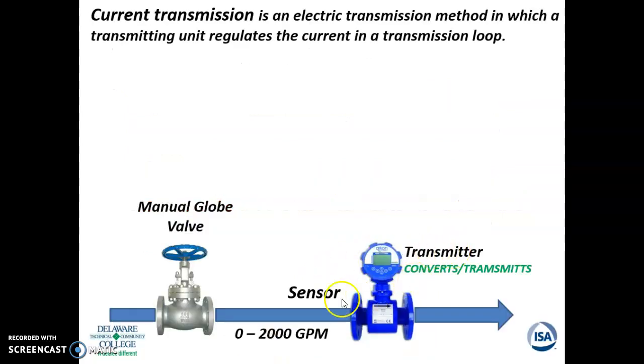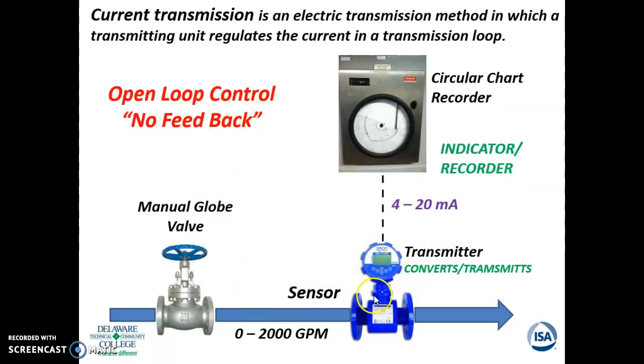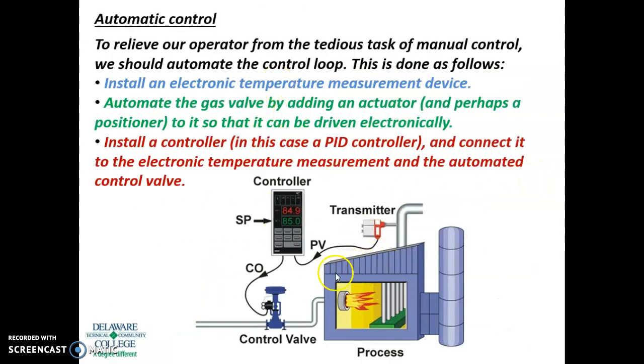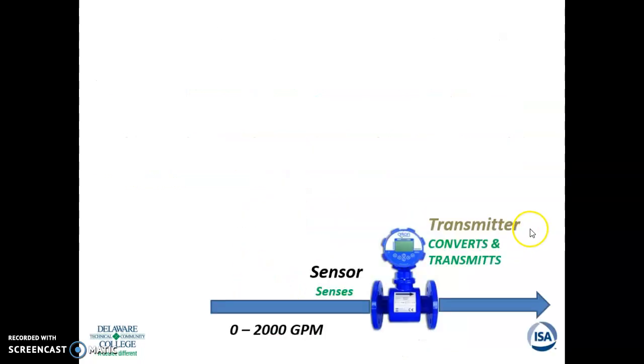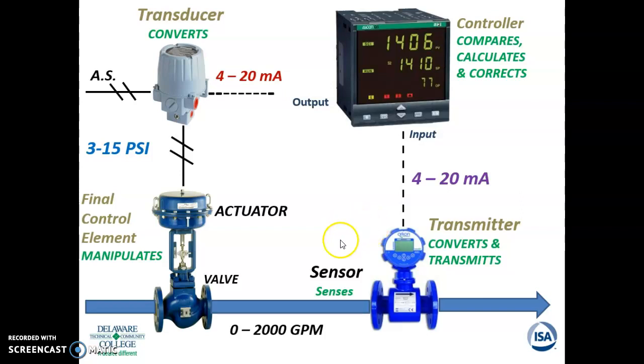So this is another example. You just have a straight line with no feedback, right? No feedback. Here's a transmitter, you read it, and then you adjust the valve. Automatic control, on the other hand, you're not here, right? You don't see yourself here. You have a transmitter, it goes to the controller, which compares set point and process variable, and then it manipulates the control valve.